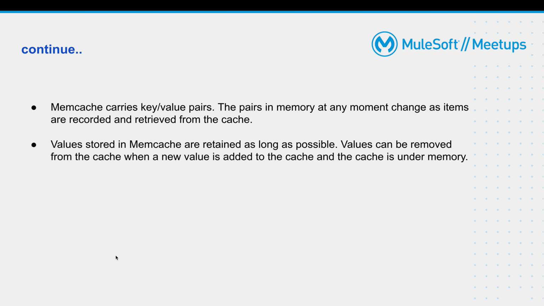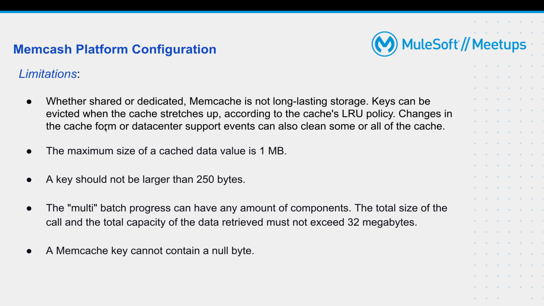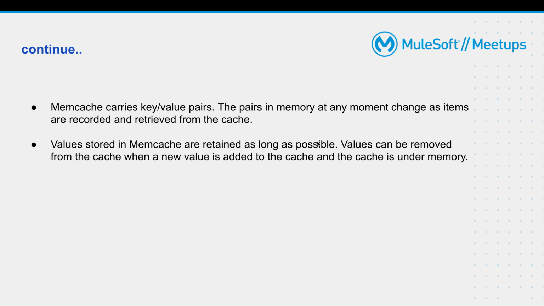These are the main features of Memcache, the memory cache, that we can use for temporary data while managing the other platform. Values stored in Memcache are retained as long as possible. Values can be removed from the cache when a new value is added and the cache is under memory pressure. You got my point? As we explained, the LRU policy is followed if there is stress on memory. The platform will check which key has not been used for a very long time, delete that key from memory, and accept the newly requested value to store in Memcache.